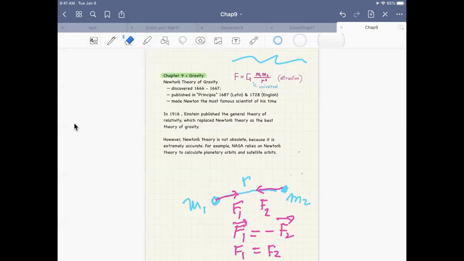And of course, in those days, they wrote scientific books in Latin. It wasn't published in English until 1728, which was actually the year after he died. It was translated from Latin into English. And this discovery made Newton the most famous scientist of his time, because it explained why the planets move around the sun in our solar system the way they do.